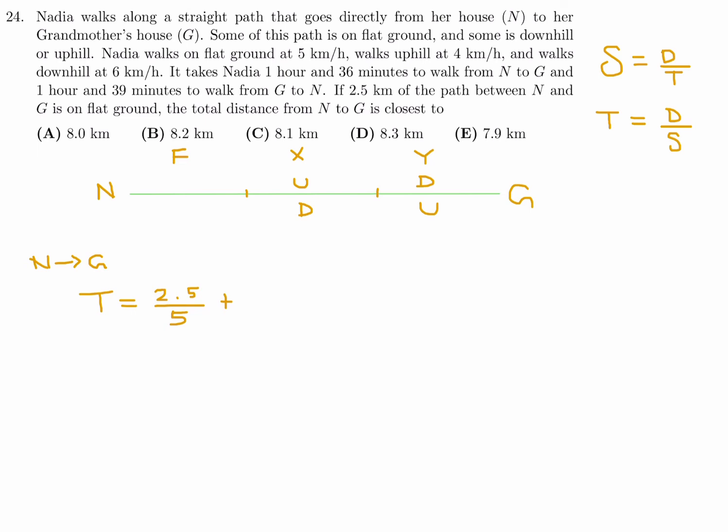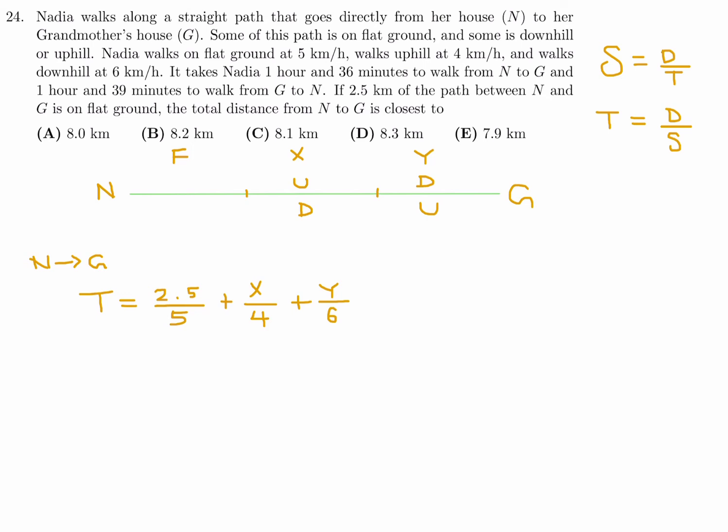And then you add to that the next segment, which is x in terms of its distance, and when you're going this direction it's uphill, and that speed according to the question is 4. And then the next segment is y, which is downhill when you're going in that direction, so y over the speed going downhill, which is 6. So there you go, that's the first equation.